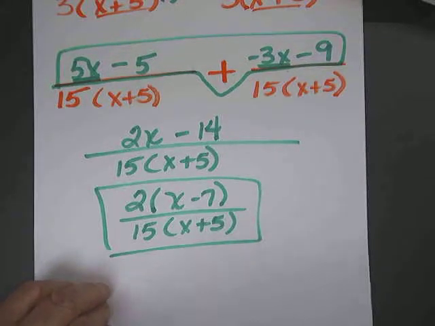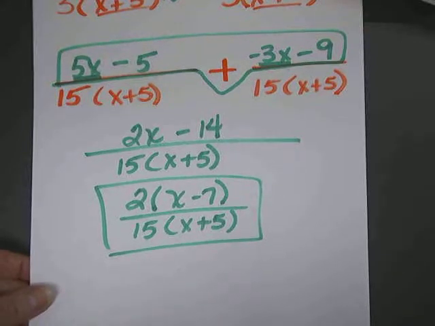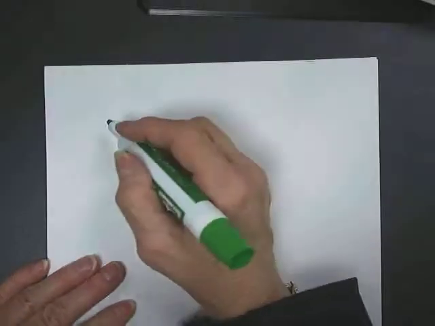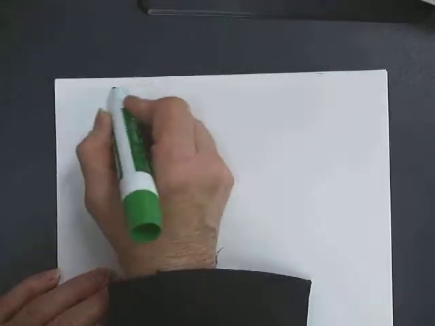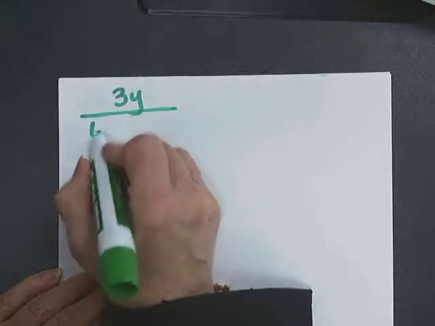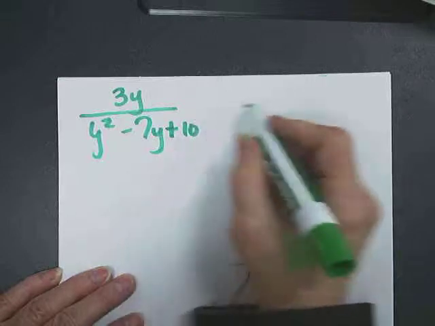Is that as far as we can go? No, we can factor the top: 2 times x minus 7. Well, that didn't make anything factor, but it's going to want the answer factored, because you need to see if it'll make anything cancel. So you're going to write it in factored form.